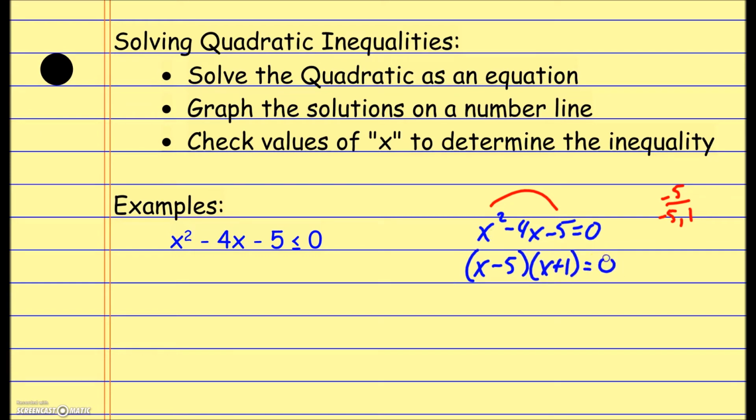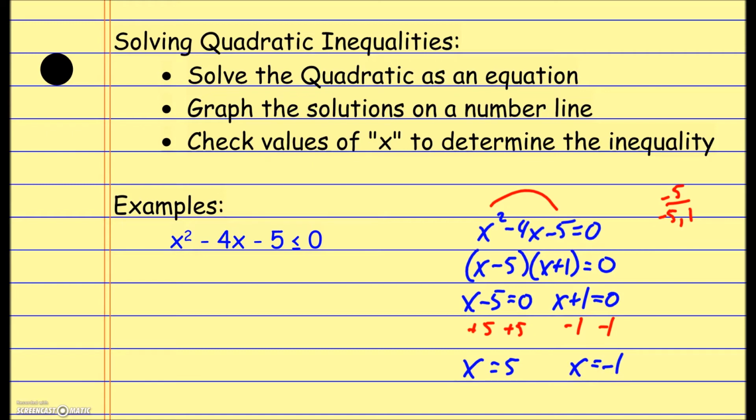And now I set each factor equal to 0, so I do the x minus 5 equals 0, and the x plus 1 equals 0. And I'm just going to solve each of these. So the first one, I go ahead and add that 5 to each side, and that gives me x equals 5. The next one, I subtract the 1 from each side, and that gives me x equals negative 1.